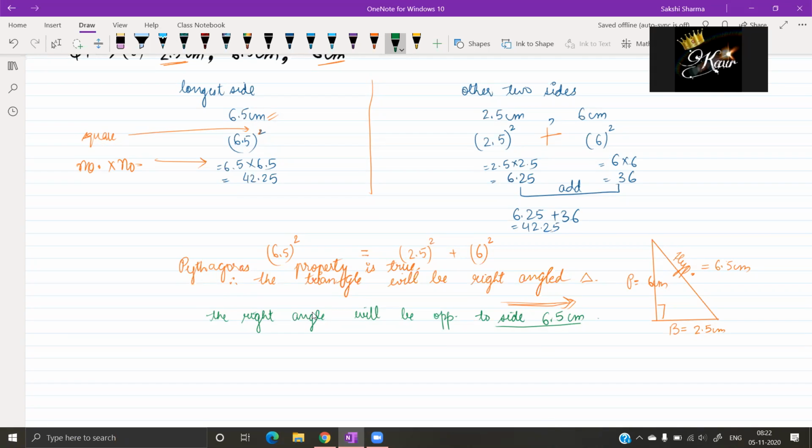Okay, ma'am. So right now it's not important for the perpendicular and the base to be indicated. The only thing we require is where the right angle will be formed. The right angle is formed opposite the hypotenuse. So our longest side will be the hypotenuse and the right angle will be formed opposite it.